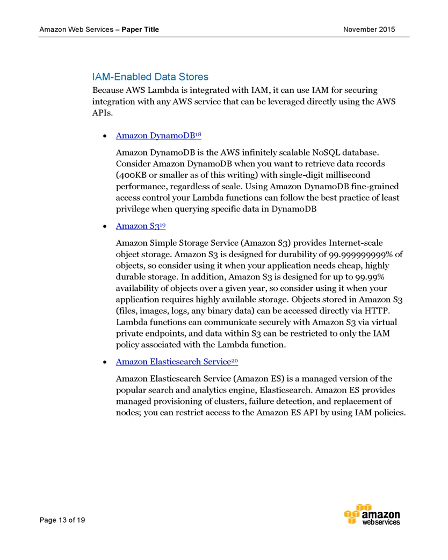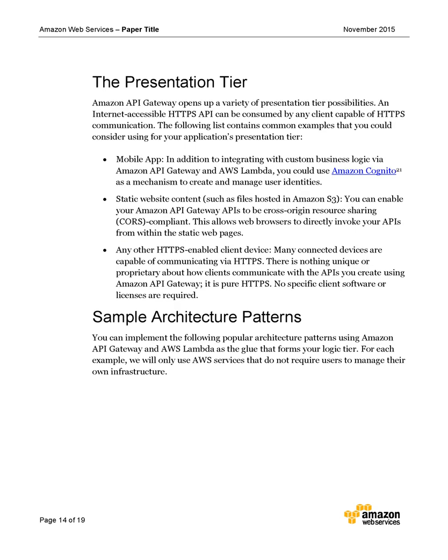Lambda functions can communicate securely with Amazon S3 via virtual private endpoints, and data within S3 can be restricted to only the IAM policy associated with the Lambda function. Amazon Elasticsearch Service: Amazon Elasticsearch Service, Amazon ES, is a managed version of the popular search and analytics engine, Elasticsearch. Amazon ES provides managed provisioning of clusters, failure detection, and replacement of nodes. You can restrict access to the Amazon ES API by using IAM policies. The presentation tier. Amazon API Gateway opens up a variety of presentation tier possibilities.